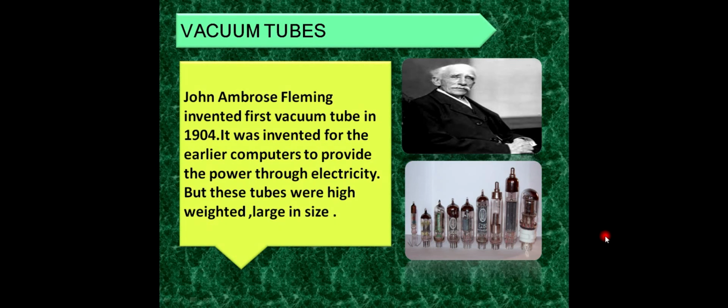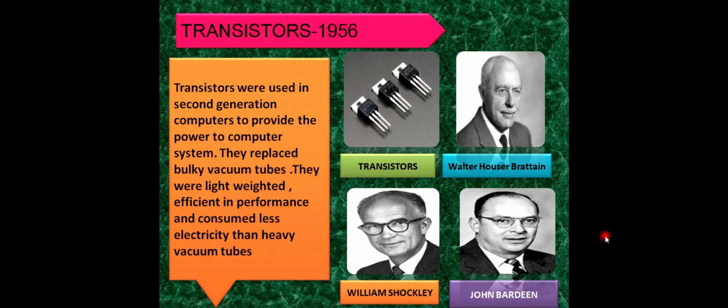The next is transistors. You can see the pictures of three persons here. These three persons are the founders of the transistor. Actually, this transistor is the smallest device, and the transistor replaced the vacuum tubes, because vacuum tubes were doing the work of providing electricity to the computer system. The transistor did the same thing, but transistors were efficient and smaller in size.